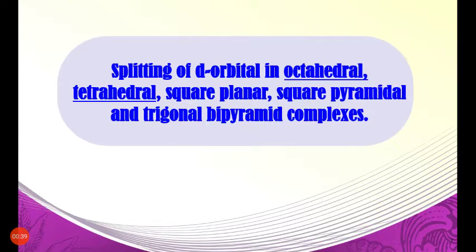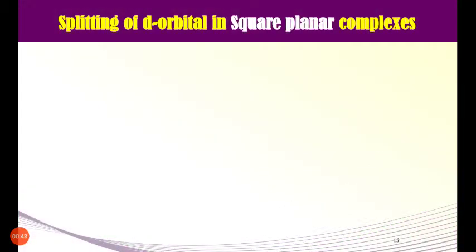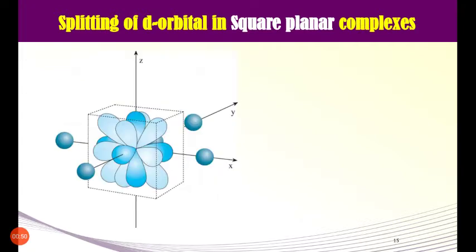Today we will see the splitting of d orbital for square planar, square pyramidal and trigonal bipyramidal complexes. Okay, first we will see square planar complexes. See carefully, this is the square planar complex. At the center there are degenerate d orbitals, 5 d orbitals, and to these d orbitals 4 ligands. See, this is the ligand. These ligands are approaching the d orbital of the metal.